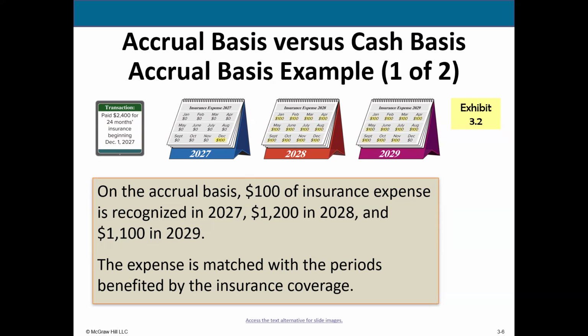So on December 31, 2027, I'm going to debit insurance expense and credit prepaid insurance. What this does is it recognizes that we have incurred the insurance expense. I'm going to make that same exact journal entry at the end of every single month for 24 months. This recognizes that the prepaid insurance amount is being used.